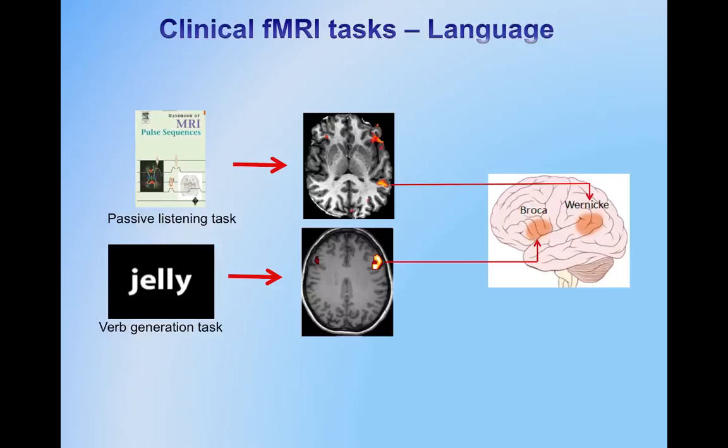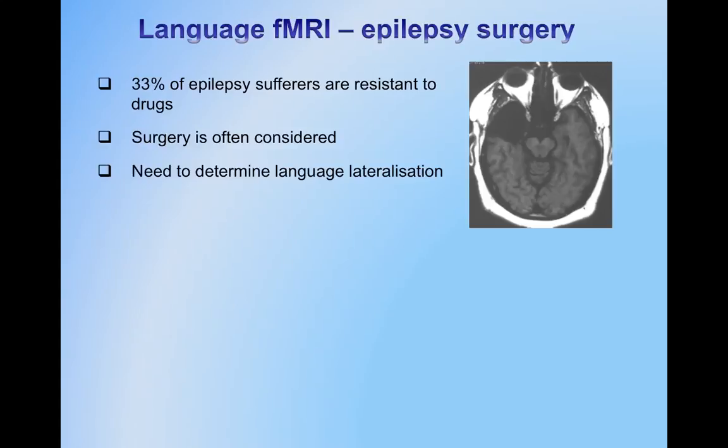Okay, so this gets applied to epilepsy surgery. Around about 33% of epilepsy sufferers are resistant to drugs, and in these cases, often surgery is the best option. So here's an example of someone who's had epilepsy surgery for temporal lobe epilepsy, where effectively the epilepsy focuses in the temporal lobe. And what they do is they chop out a part of the temporal lobe that's around about the size of a tennis ball.